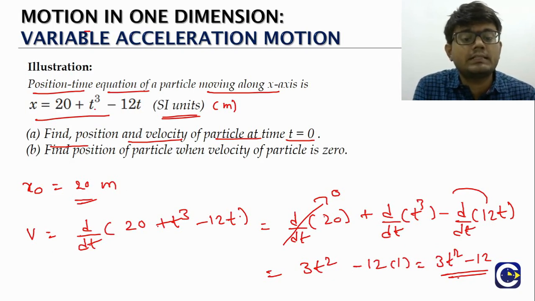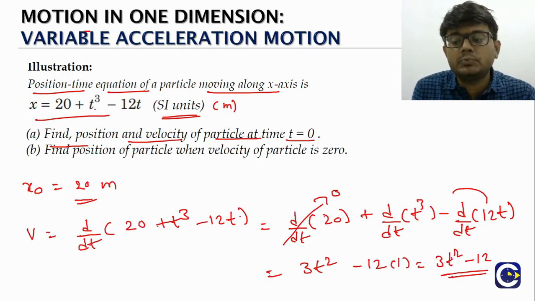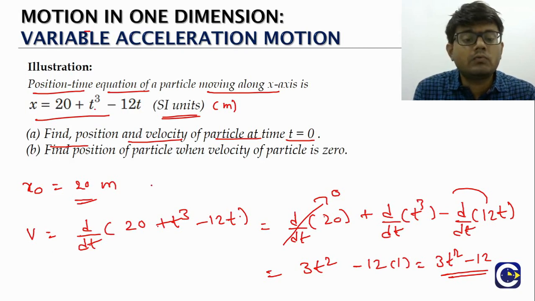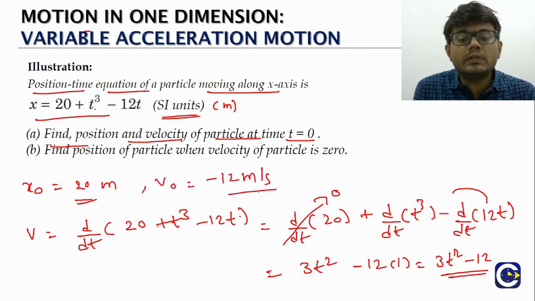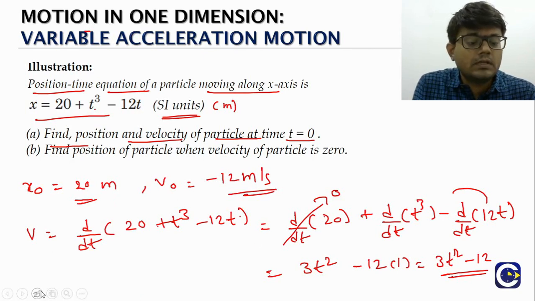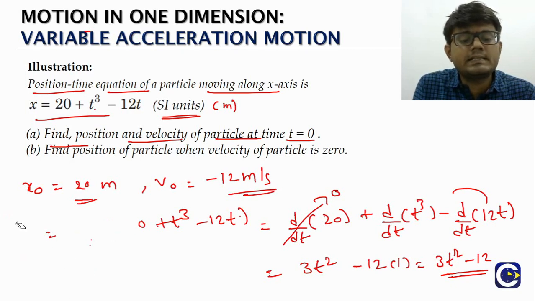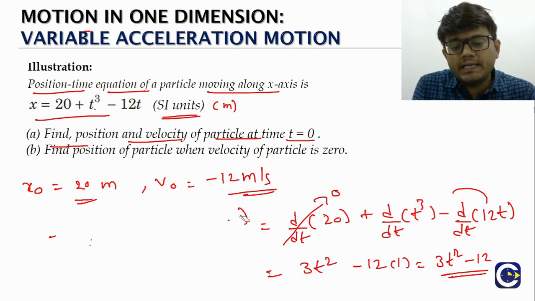So they're asking what is the velocity at t equal to 0. Put t equal to 0. Let us call it v naught. V naught will be minus 12. Since everything is in the SI system of units, it will be in terms of the SI unit, which is meter per second. So what is the significance of the minus? Minus basically indicates the sign convention.